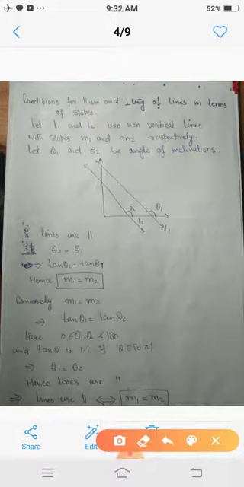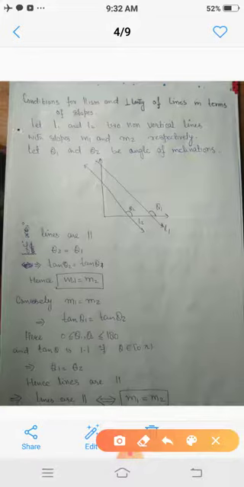Yesterday we discussed the slope, how to find the slope of a line when it passes through two given or two fixed points. Now today we shall discuss the angle between two lines in terms of slopes, and what is the condition for parallelism and perpendicularity of these two lines in terms of the slopes.